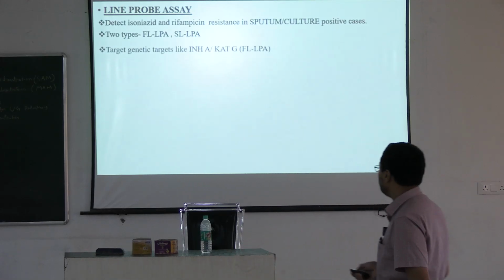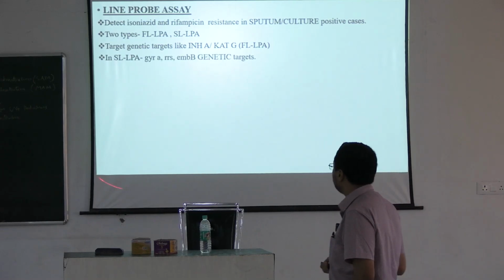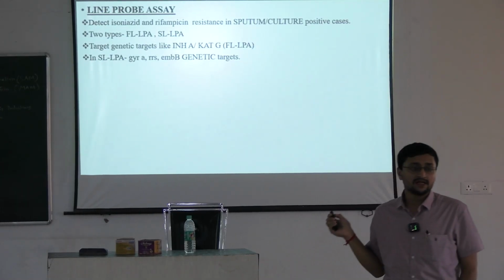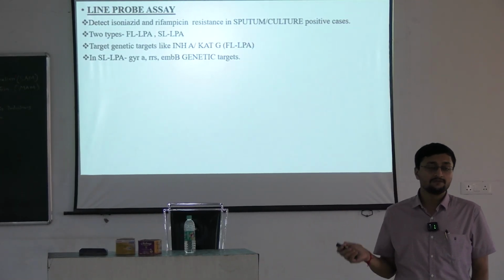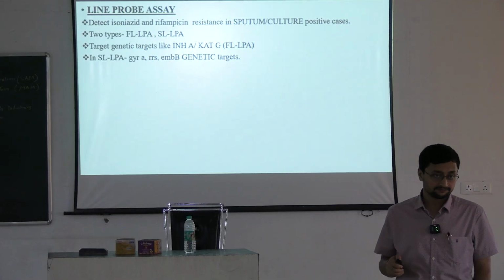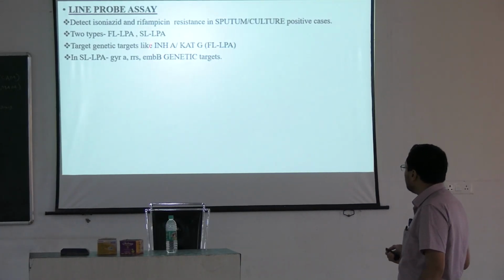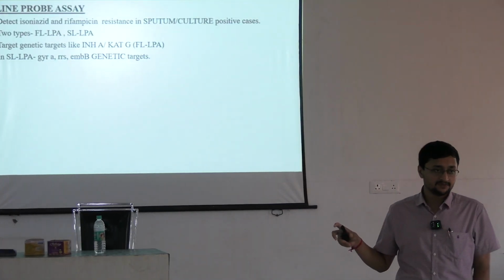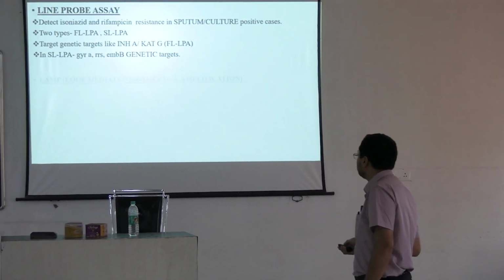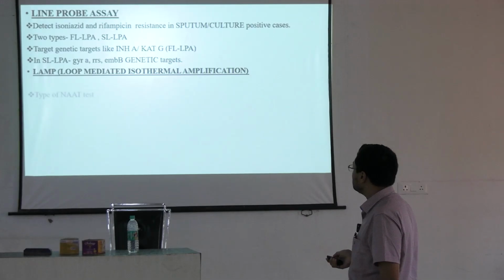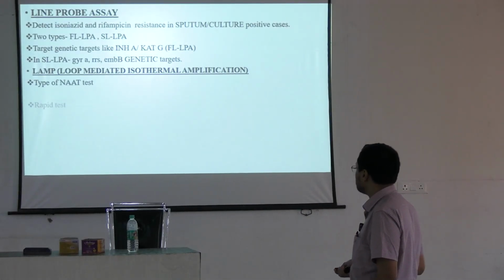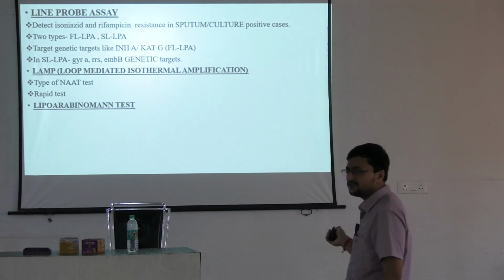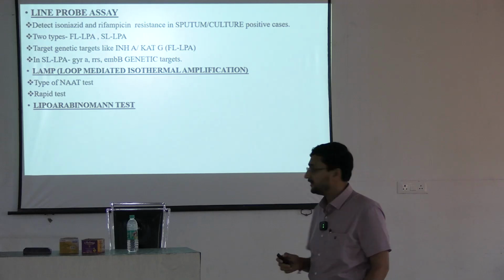In case of SL LPA, there are different types of gene. That means GYRA that encodes fluoroquinolone resistance, EMBB, that means ethambutol resistance. So these are the different types of genetic targets. And this is the LAMP. This is also a NAT test, point of care test, rapid test, but this is not done in India right now.